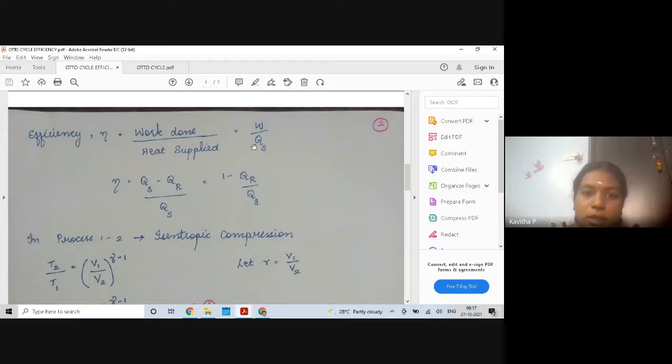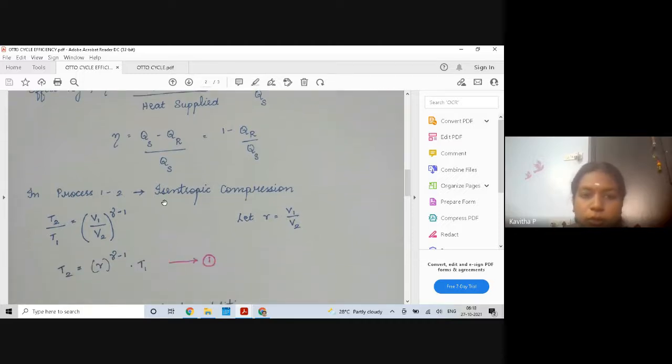In the case of work done, we have two quantities here. One is the heat that is supplied, and the other is the heat rejected. The difference between the supplied and the rejected heat is called the work done. So (Qs minus Qr) divided by Qs, where Qs and Qs get cancelled, gives 1 minus Qr divided by Qs.